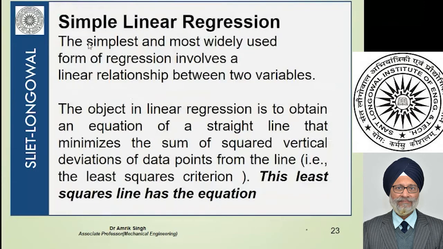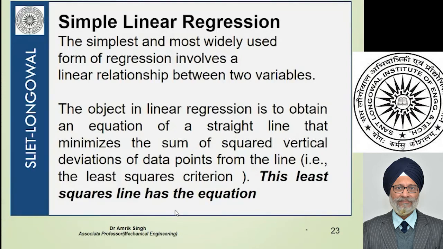First is simple linear regression. It is the simplest and the most widely used form of regression, which involves a linear relationship between two variables. The objective in linear regression is to obtain an equation of a straight line which will minimize the sum of the squared vertical deviation of the data from the line. That is the least square criterion. This least square line has an equation.